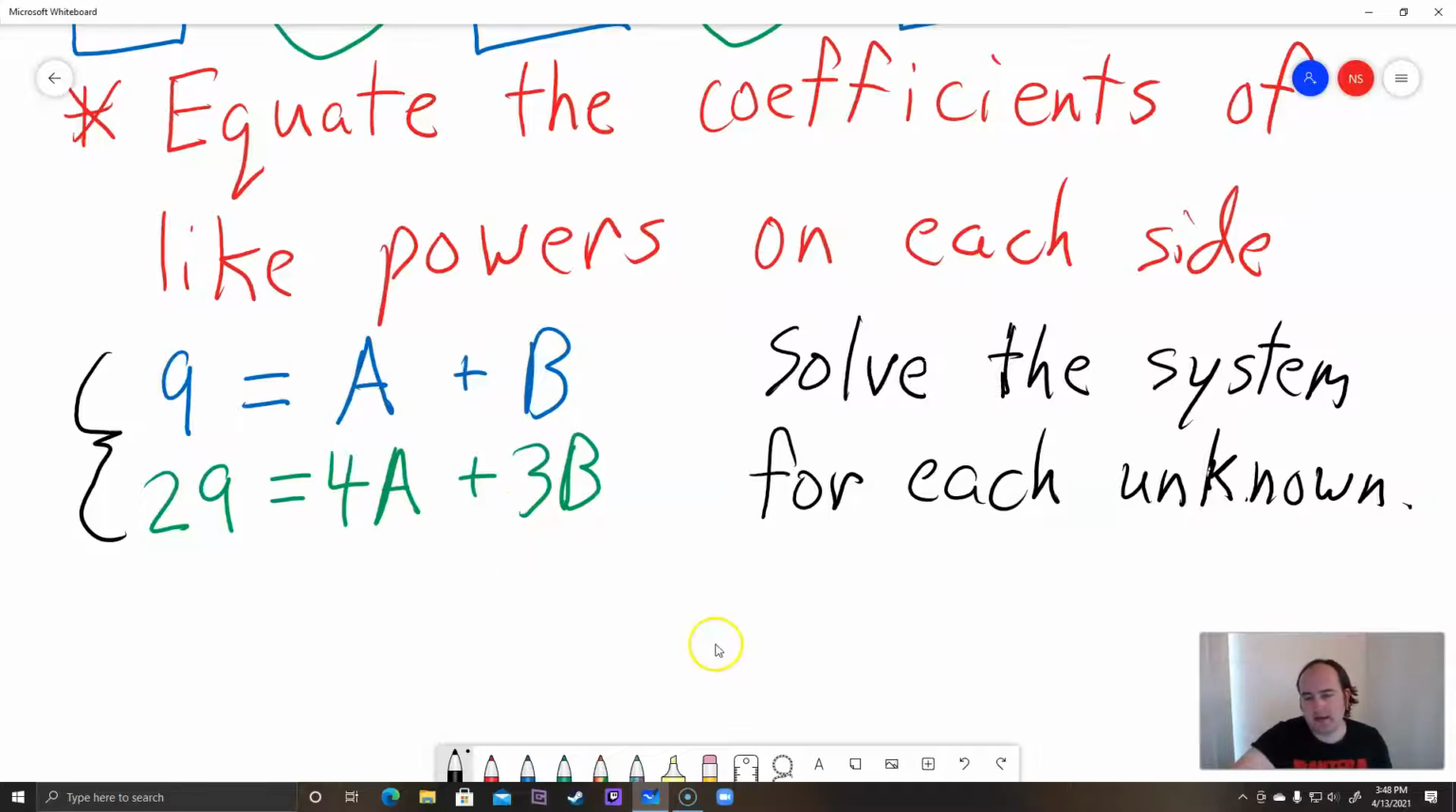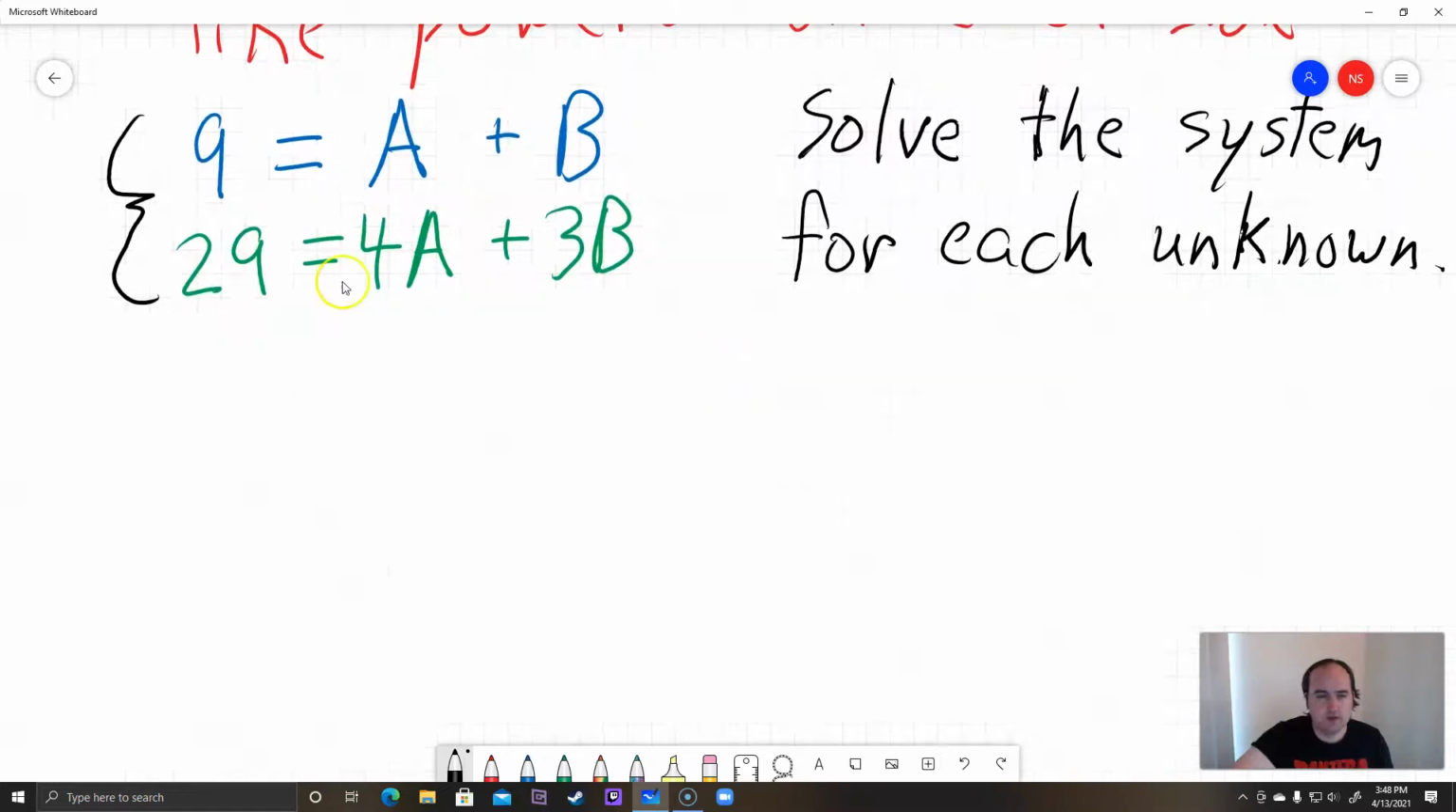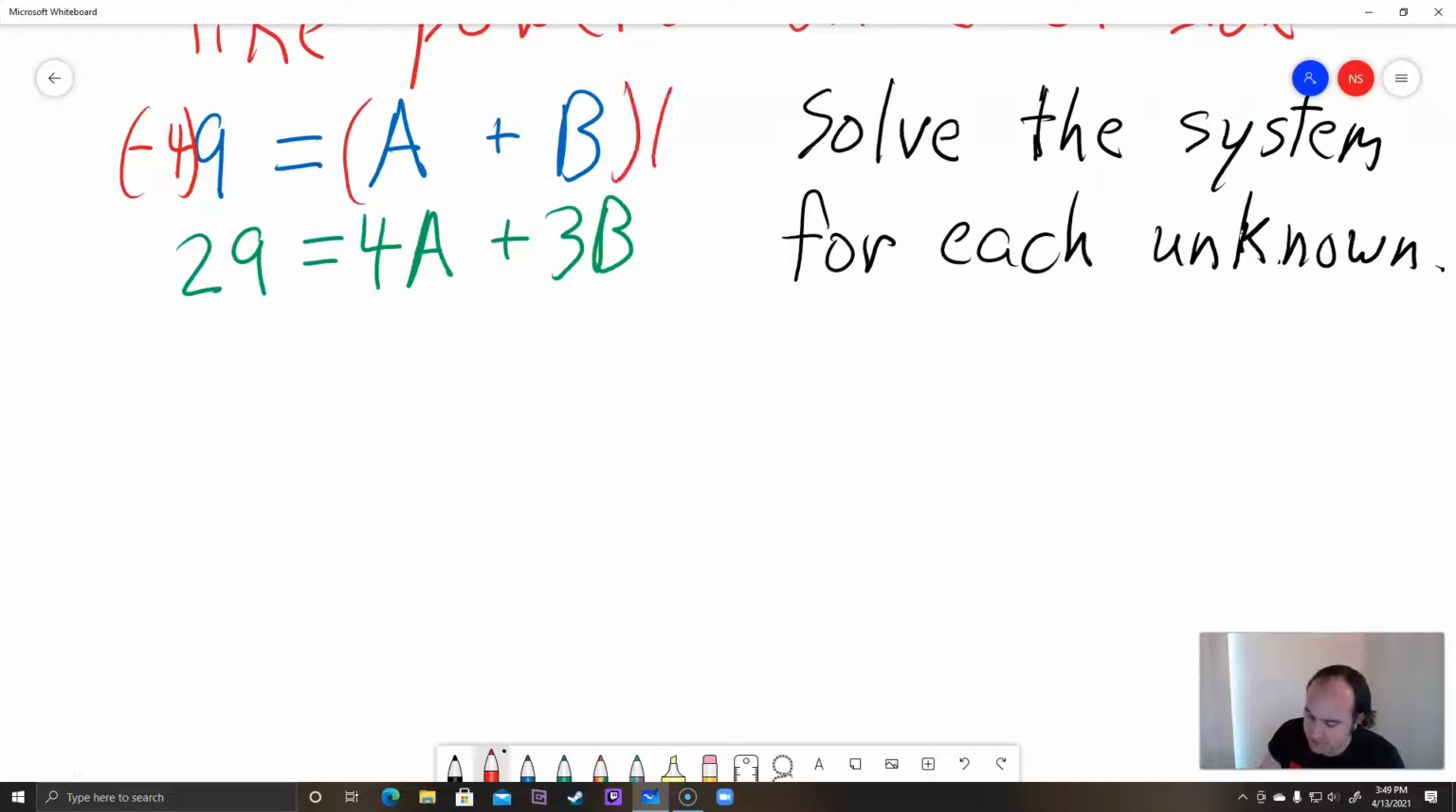Or you could use a graphing calculator if you wanted to let a be x and b be y, but that's up to you. So anyway, here, because they're already lined up, I think I'd like to do addition. So I'm going to multiply the top equation by -4, so that way when I add them, the a's cancel out. Okay, so if I multiply this top equation by -4 on each side, then the a's are going to cancel out.